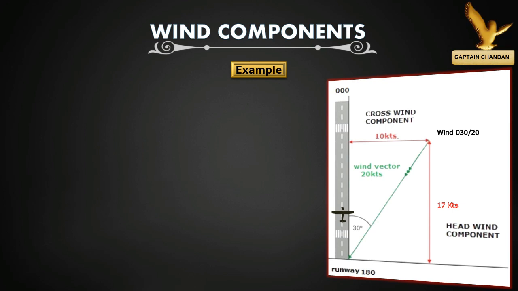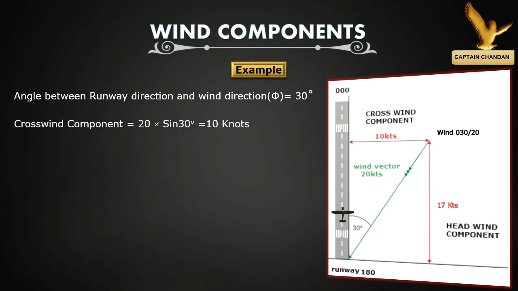We'll see some examples. An aircraft is landing on runway 36, that is 000 degree heading. Wind is coming from 030 with 20 knots speed. So the angle between runway direction and wind direction, that is theta, is 30 degree. So crosswind component equals 20 times sine 30 degree, that is 10 knots, and headwind component equals 20 times cos 30 degree, that is 17 knots.